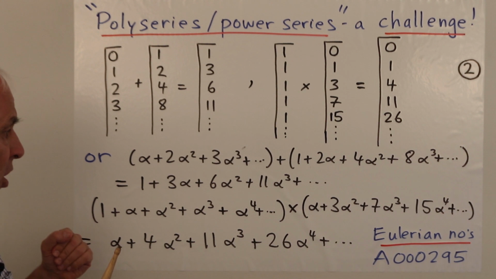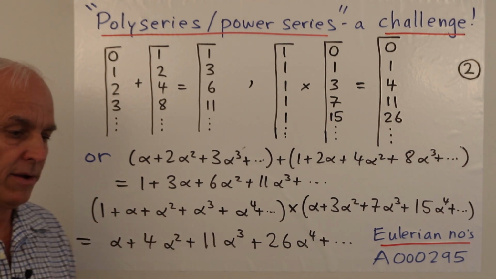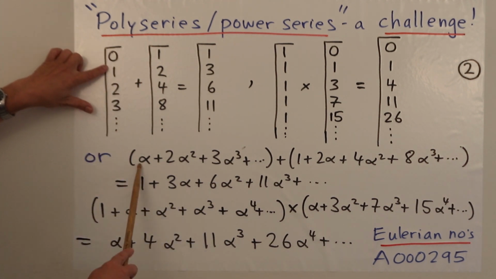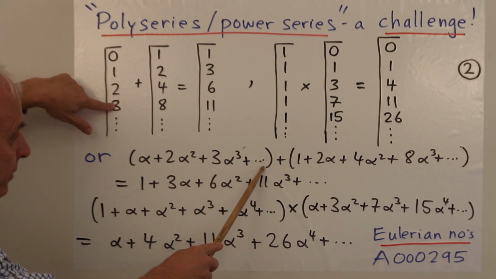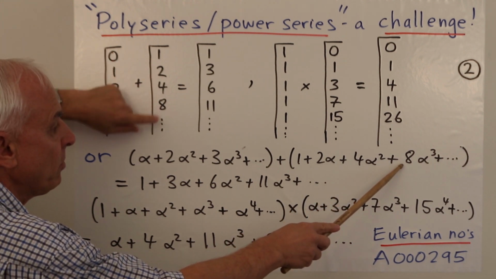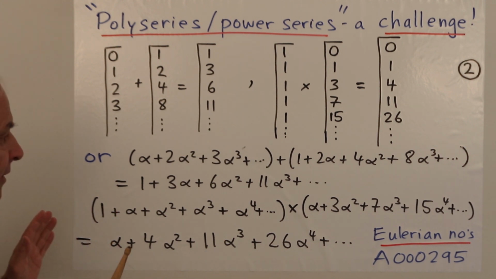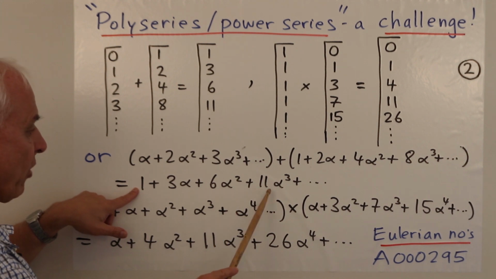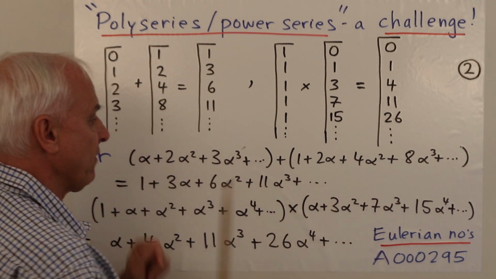Now, just as with polynumbers, we can alternatively represent what's going on with alpha notation. So here, this would be alpha plus 2 alpha squared plus 3 alpha cubed plus something going on. This is 1 plus 2 alpha plus 4 alpha squared plus 8 alpha cubed plus something further that's going on, but we don't know what. And the sum is, well, 1 plus 3 alpha plus 6 alpha squared plus 11 alpha cubed. And that we can obtain just from the information given.